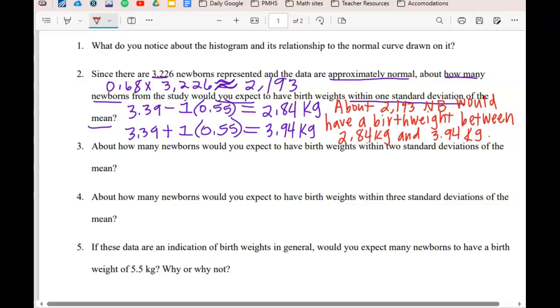Anyway, so the next question, what does it say? 2 standard deviations. So when we do this calculation, you're going to change the 1 to a what? 2, and so forth, okay? This is due on Monday.